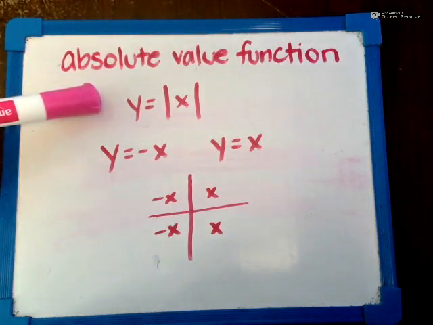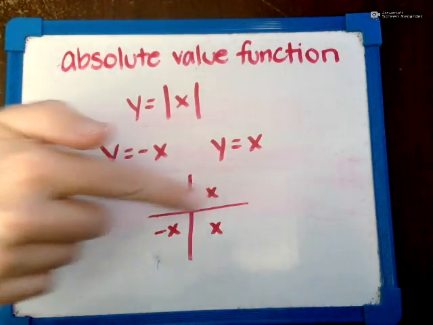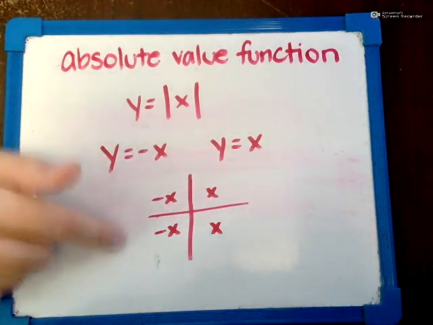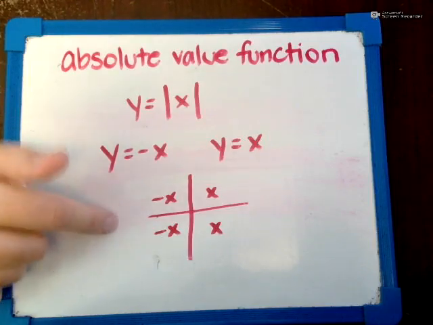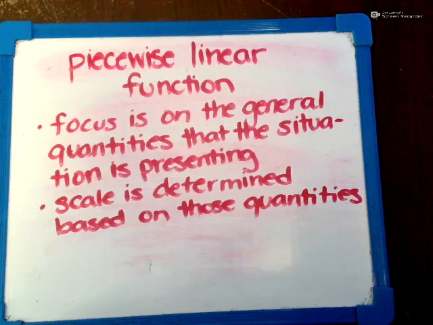So if we have y equals the absolute value of x, that's saying that y is equal to negative x and y is equal to x. So on our coordinate plane, everything on this side of the y-axis is negative x. Everything on this side is positive x.